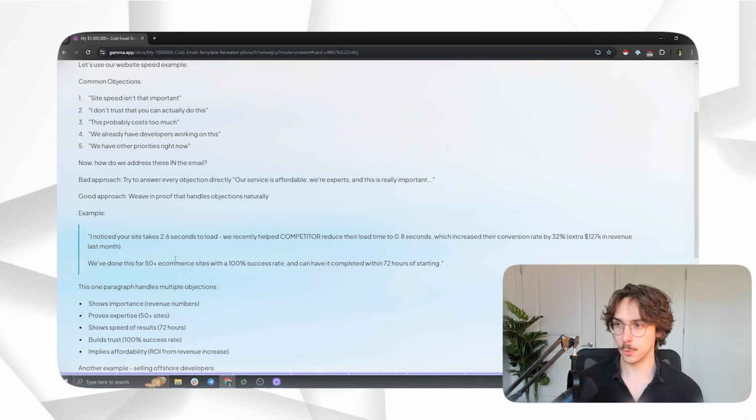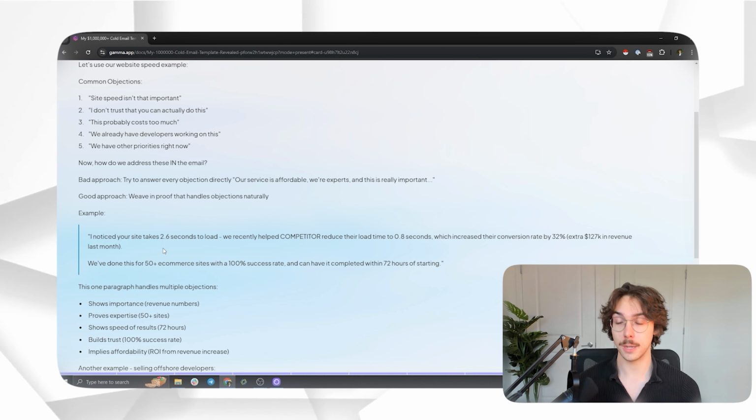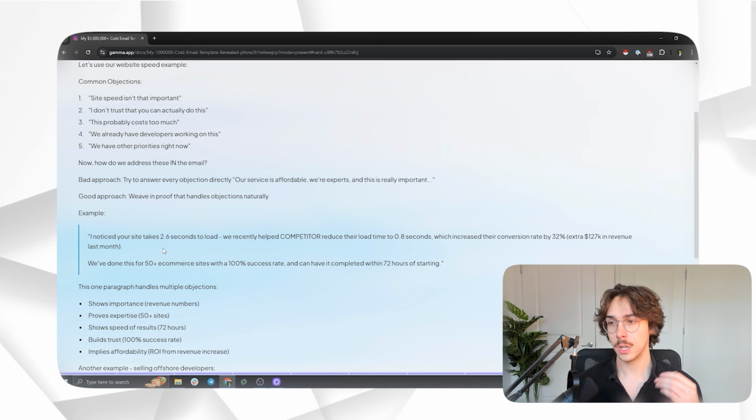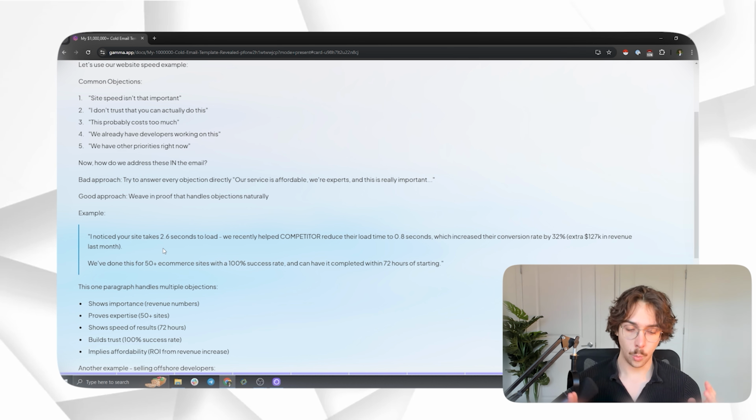So an example, right? Hey, I noticed your site takes 2.6 seconds to load. We recently helped a competitor reduce their load time to 0.8 seconds, which increased their conversion rate by 32% and attributed to this much in revenue. We've done this for 50 plus e-commerce stores with a 100% success rate, and we can have it done within 72 hours of starting.